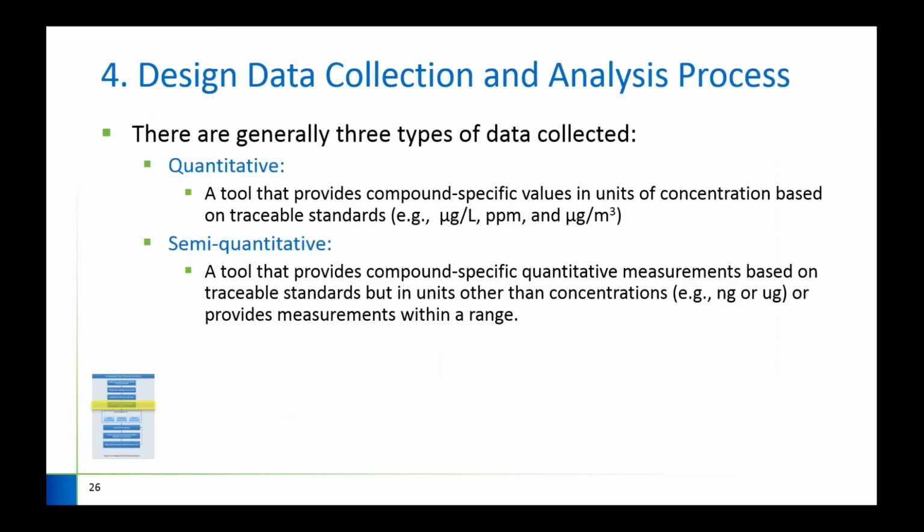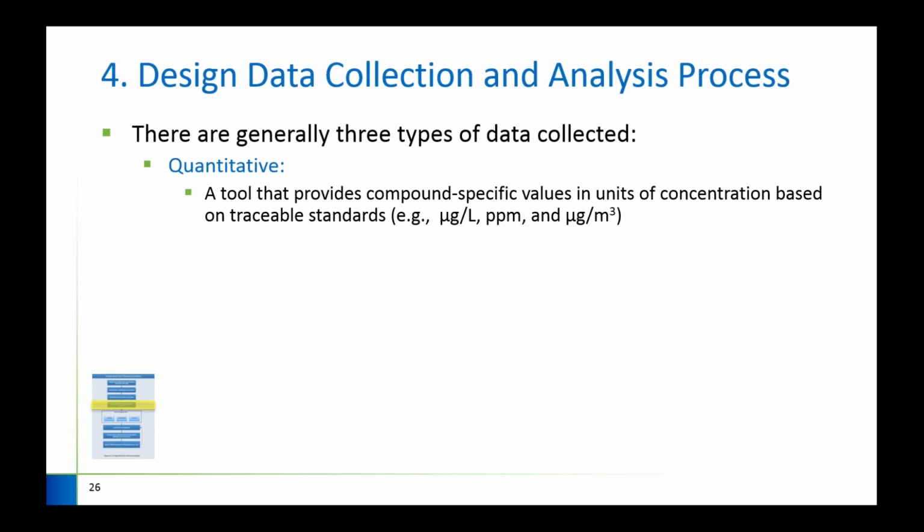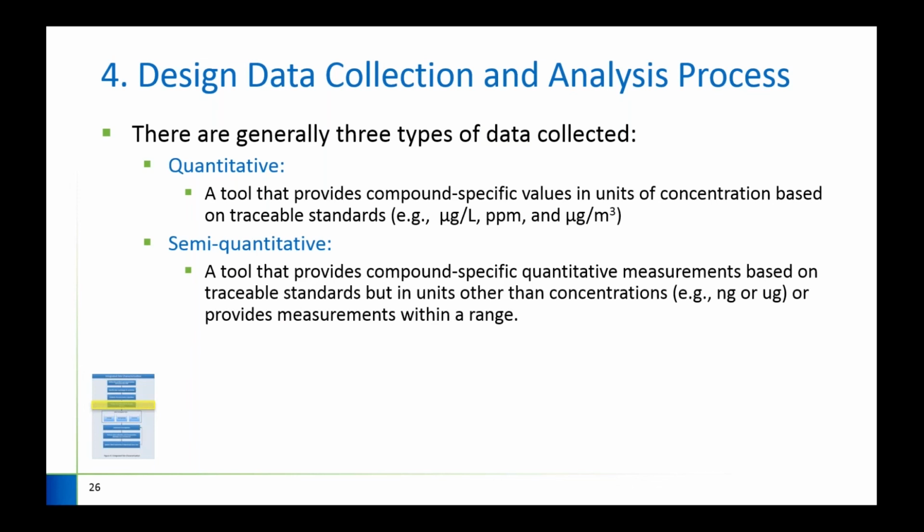So a word about data type. You can think of generally 3 types of data. Quantitative, this is a true concentration. You get a compound specific value that you can quantify and compare to standards. That's parts per million, micrograms per liter. Semi-quantitative is a tool that provides a compound specific measurement, but it's not a concentration. Maybe think of a passive soil gas collector or something like that, where you get a measurement of a compound, but it's not the same as a concentration.